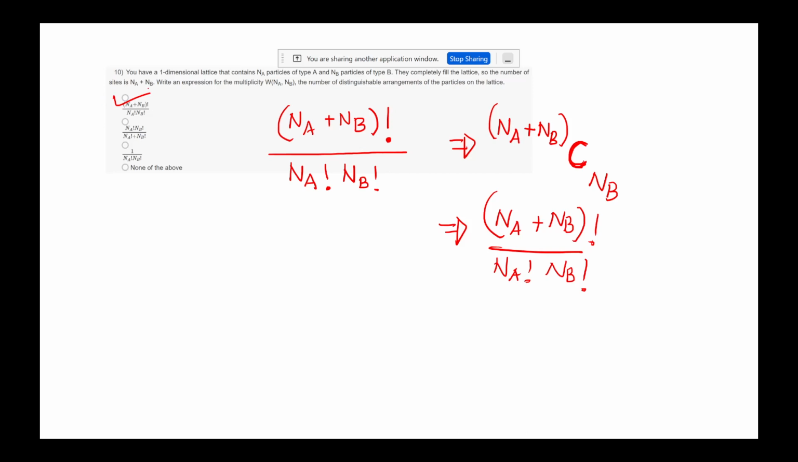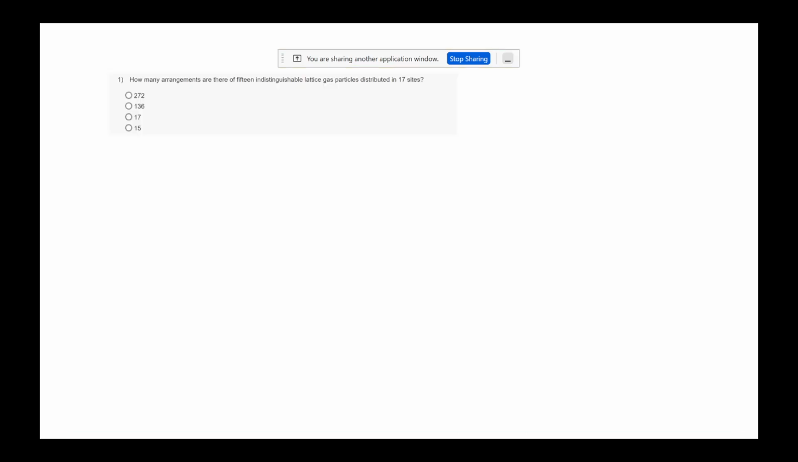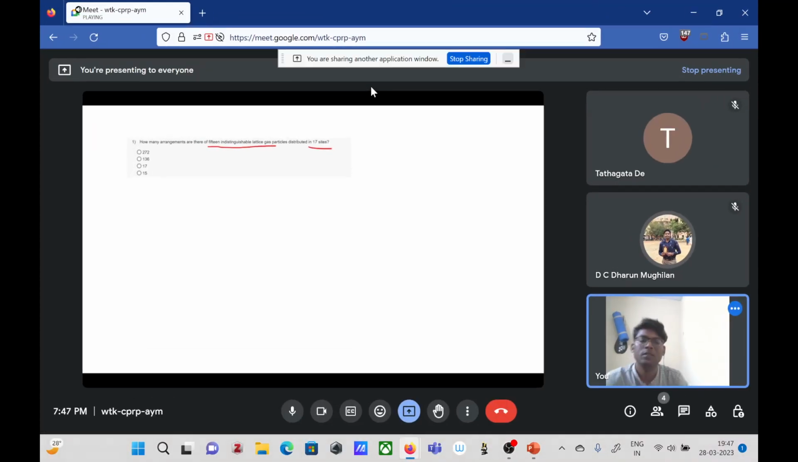Okay, a few further problems. Problem number 1: how many arrangements are there of 15 indistinguishable lattice gas particles distributed in 17 sites? Please answer it, because I have solved many problems of this kind. Take 1 or 2 minutes and answer me. These are indistinguishable also.